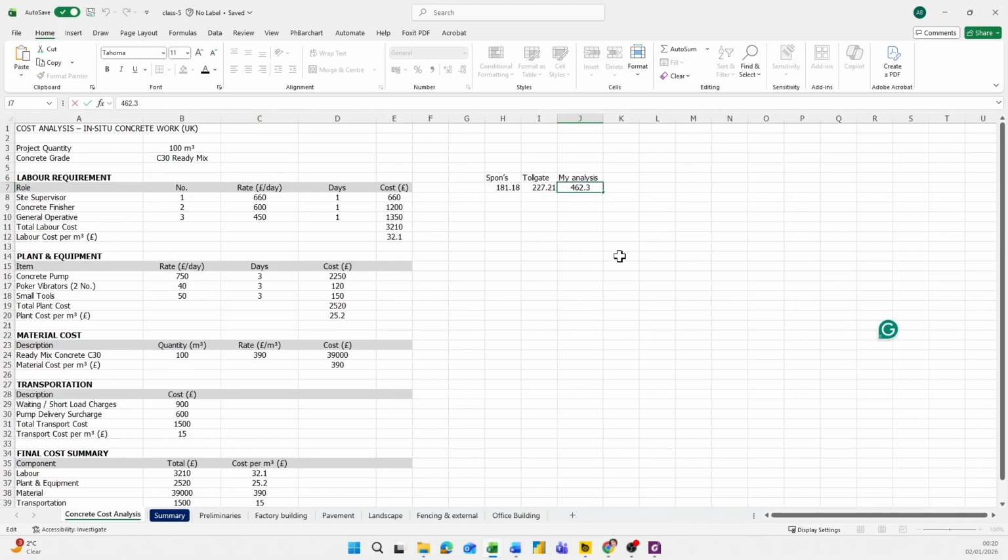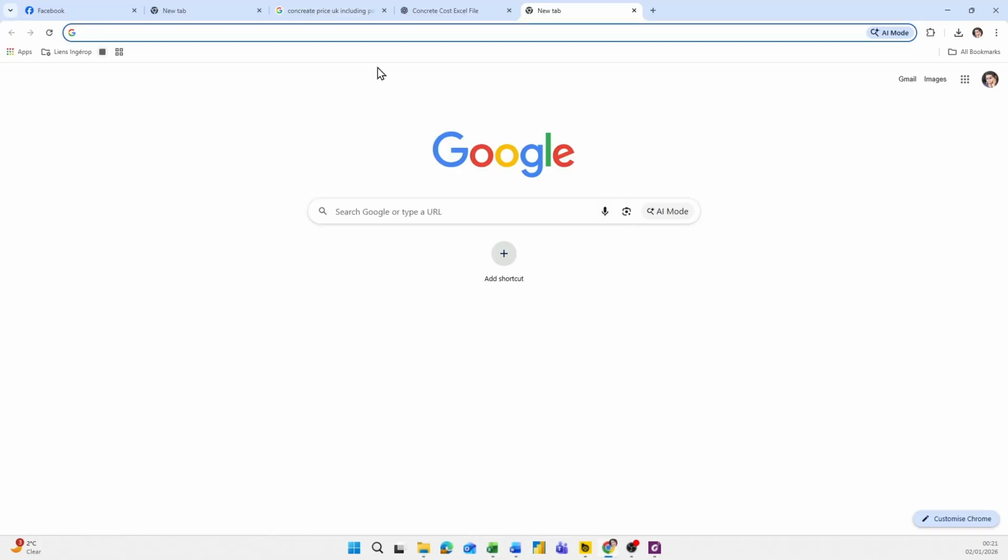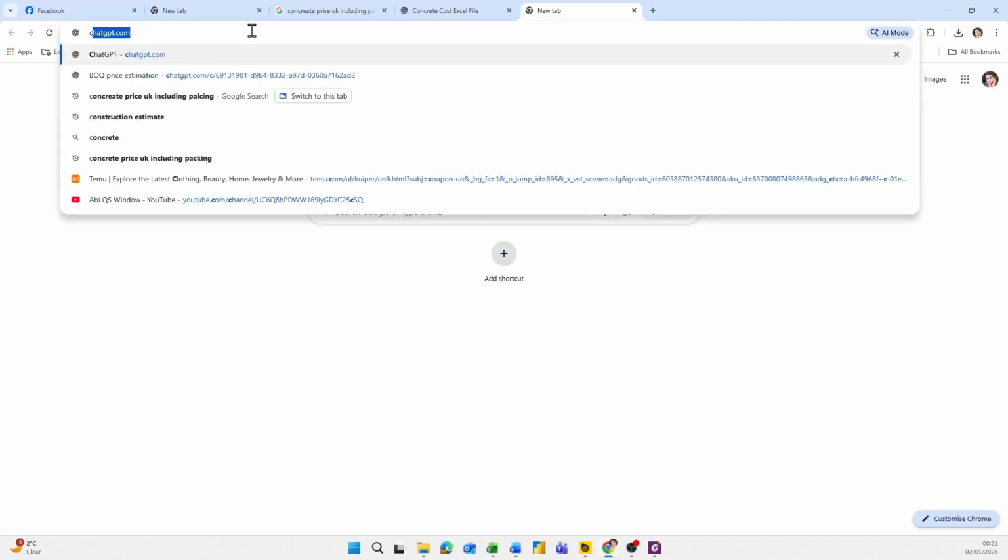My analysis is too high. Toll gate is lower than my analysis, and Spoon is too low, because Spoon price was based on 2023 and tollgate price in 2024, and this is 2026. Let's check some website, browse some website.